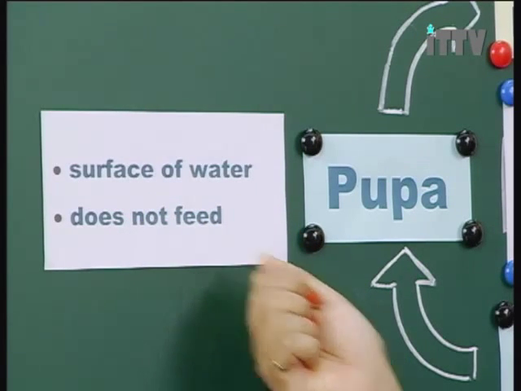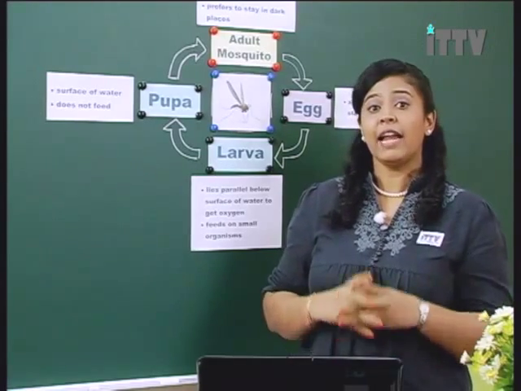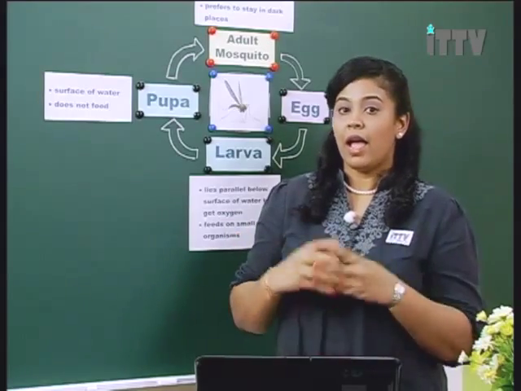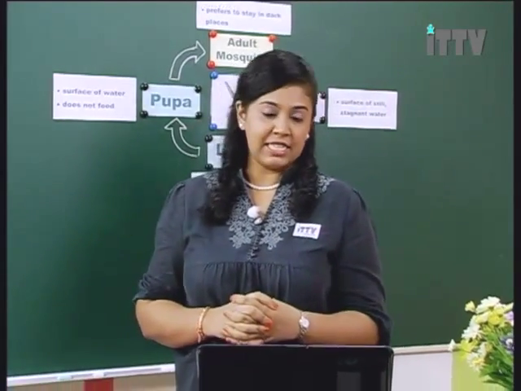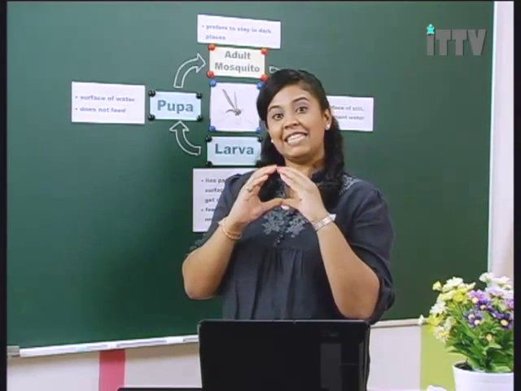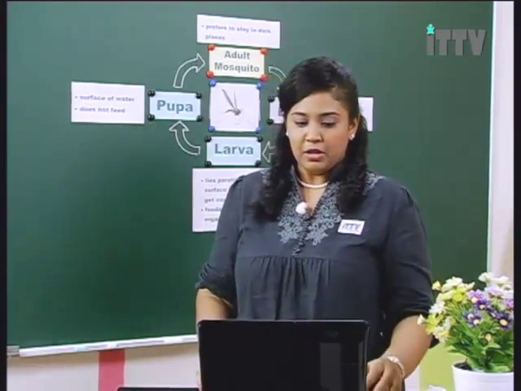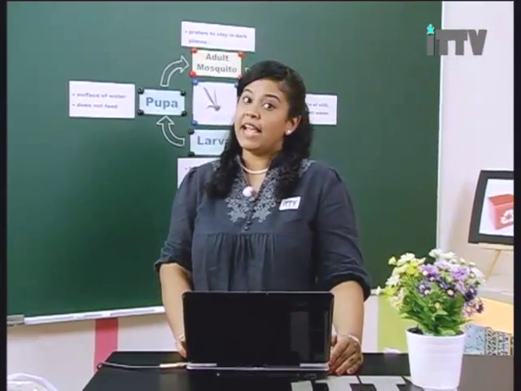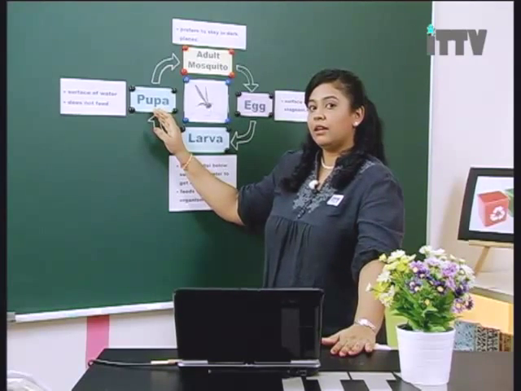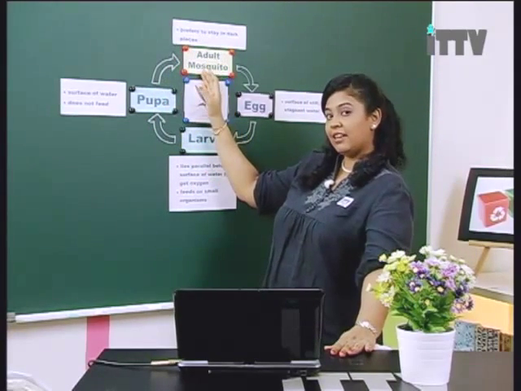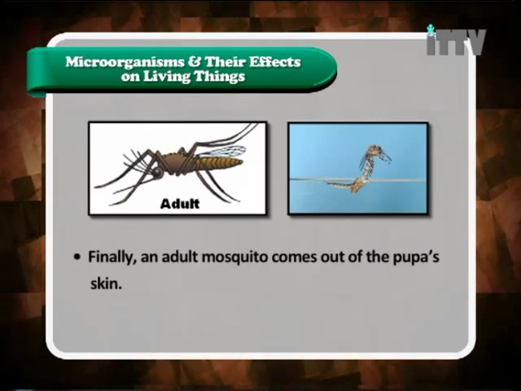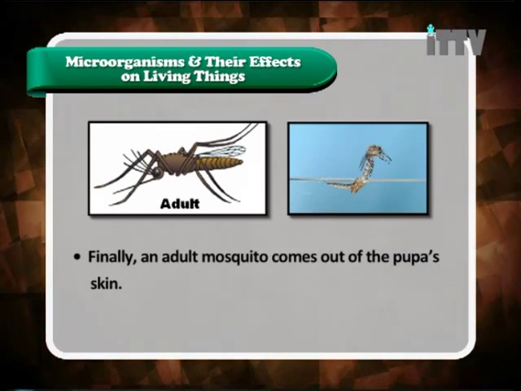Now, it does not feed, therefore it does not require any nutrient from the water, any organisms or any organic materials inside the water. So pupa becomes dormant and it is in a rest condition. So let's view the next and the final one. What happens when pupa slowly emerges as an adult mosquito? Finally, an adult mosquito comes out of the pupa skin.